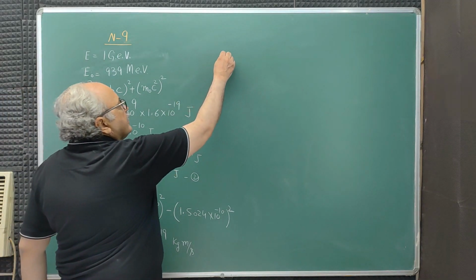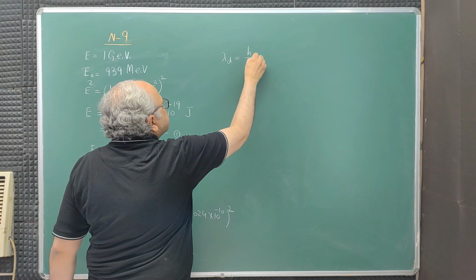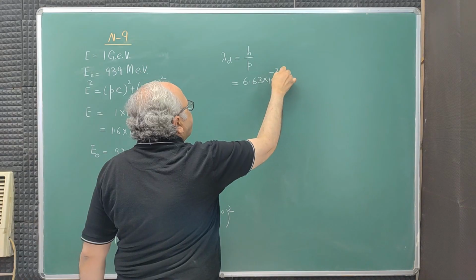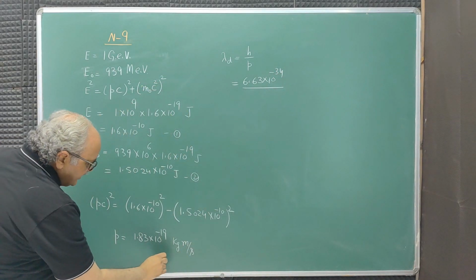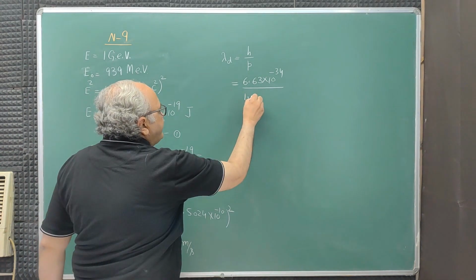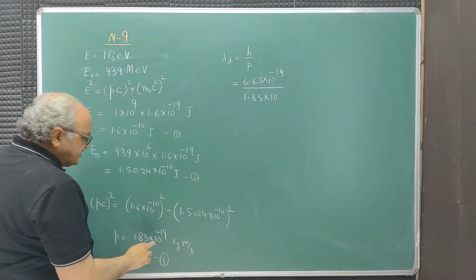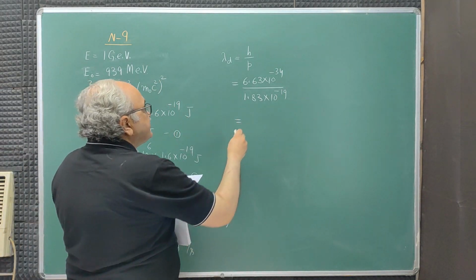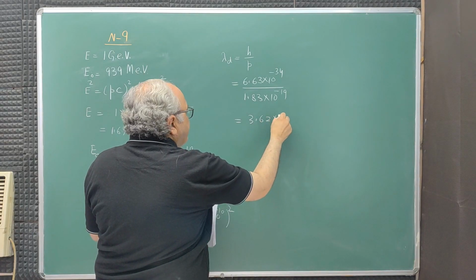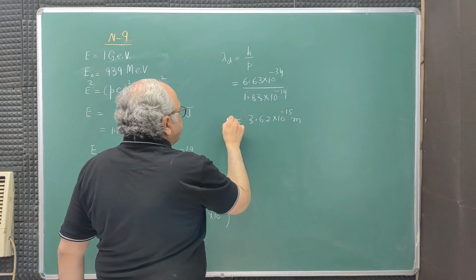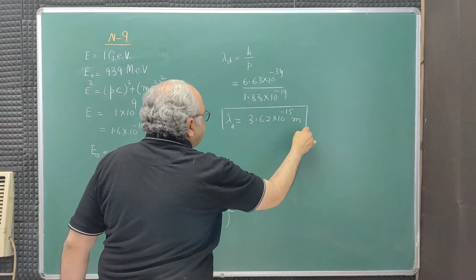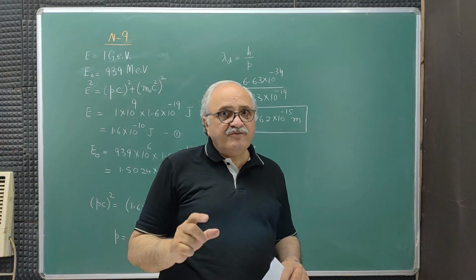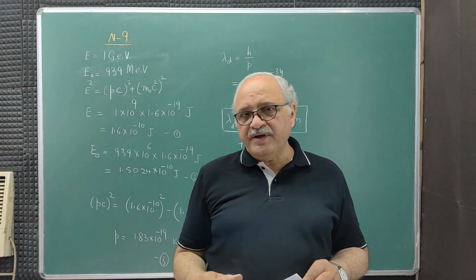Rest is simple. The de Broglie wavelength can be given as h by p, which is 6.63 into 10 to the power minus 34, divided by the momentum we have worked out in equation number 3, that is 1.83 into 10 to the power minus 19, and that will come out to be 3.62 into 10 to the power minus 15 meter. So this is the answer of this question. But here we have to use the relativistic equation to find out the momentum.